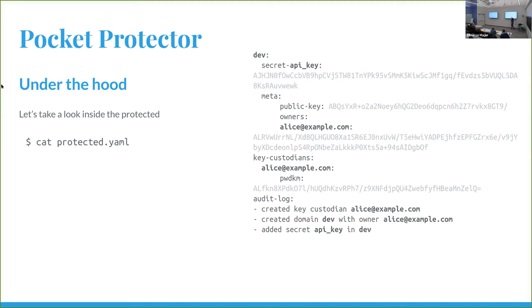And this one's just for fun, but it helps a little bit better than looking at git commits or git blame. You can actually see an audit log here. So you can see what happened. We created the key custodian, we created the domain dev with owner Alice at example, and we added secret API key in dev. So if you want a quick summary of what's happened, you just jump to the bottom of the file where the audit log is located, and you can check out how protected.yaml has been updated. By the way, I have been working on this lately, and I forgot to update that basically right here, we also have the date and time and so forth, which helps you orient yourself a little bit better.